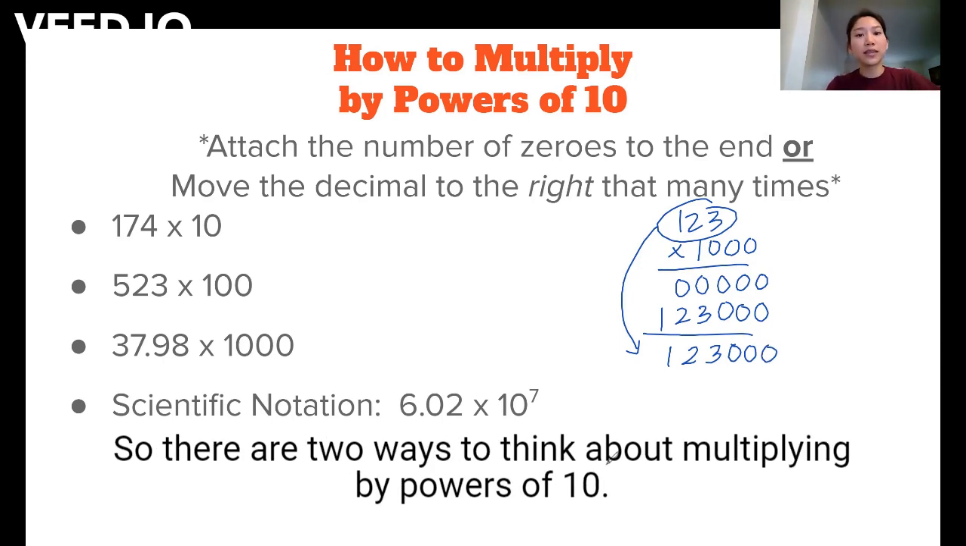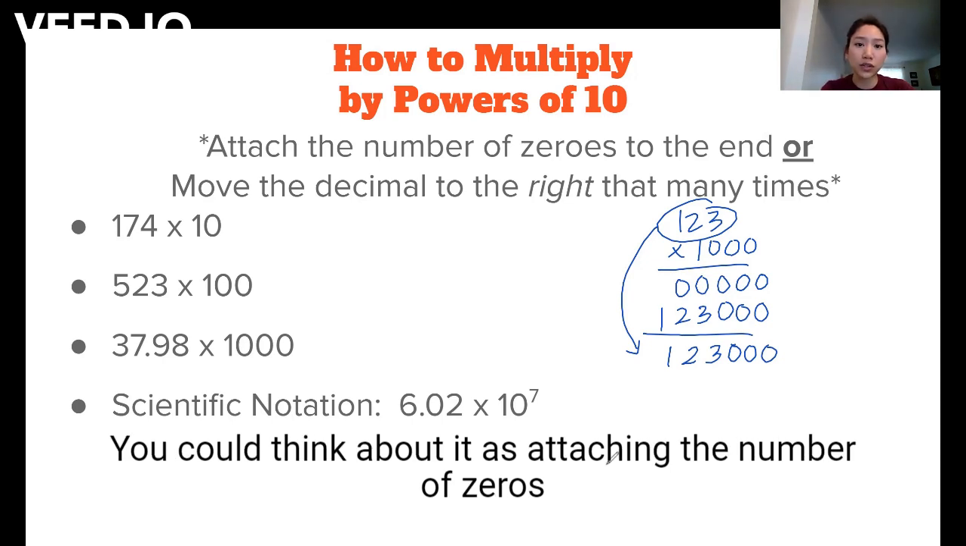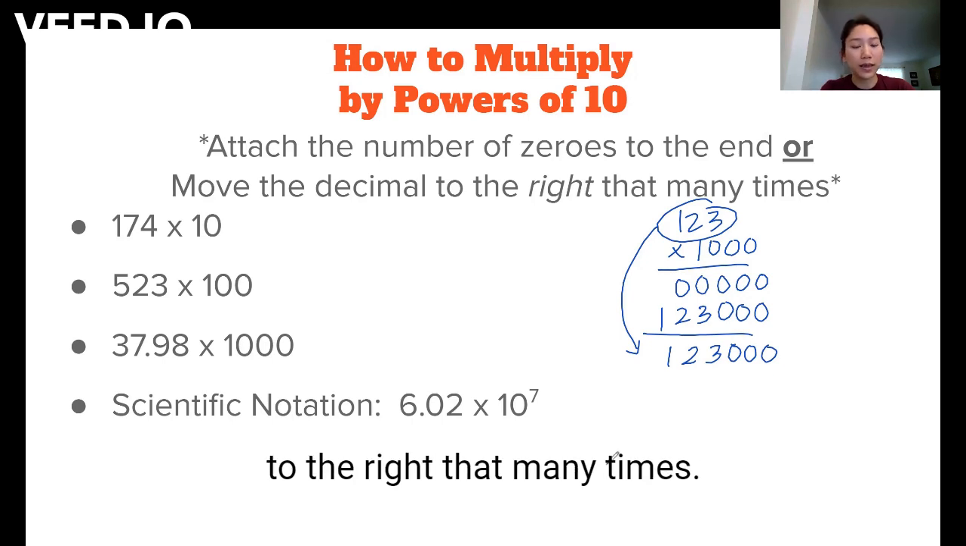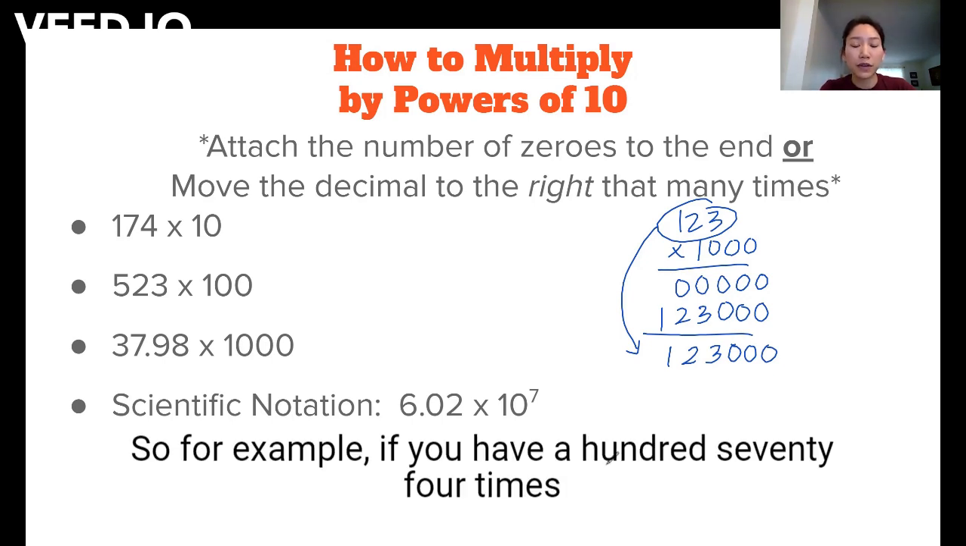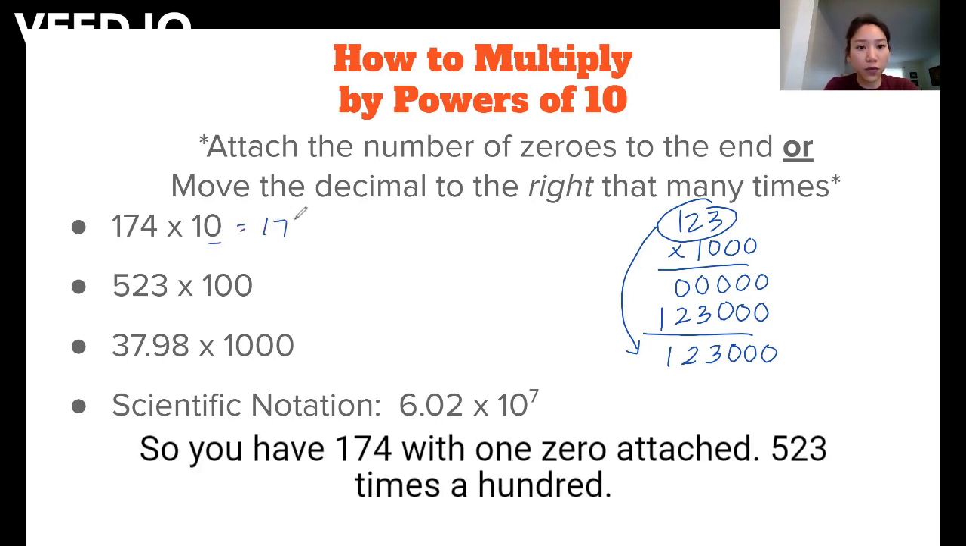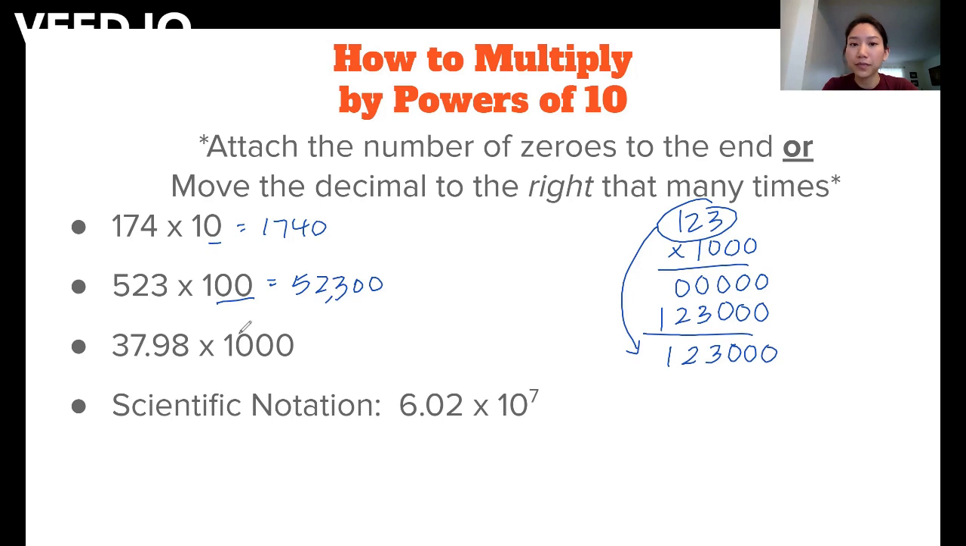So there are two ways to think about multiplying by powers of 10. You could think about it as attaching the number of zeros to the end, or you can think about it as moving the decimal to the right that many times. So for example, if you have 174 times 10, because 10 has 1 zero, then you're going to attach 1 zero to the end. So you have 174 with 1 zero attached. 523 times 100, well, 100 has two zeros at the end, so you're going to end up with 523 with two zeros attached at the end.